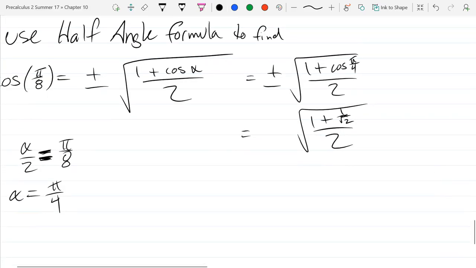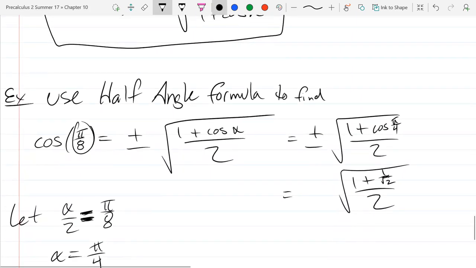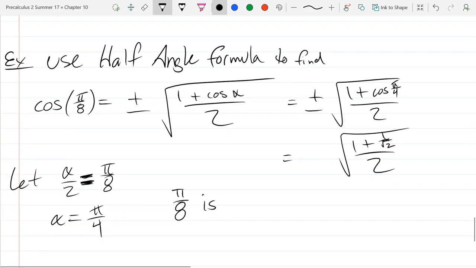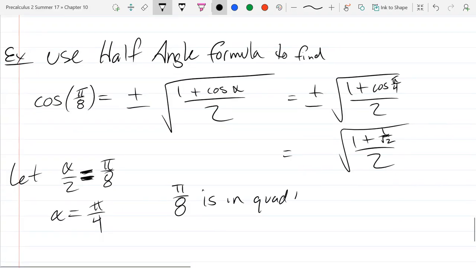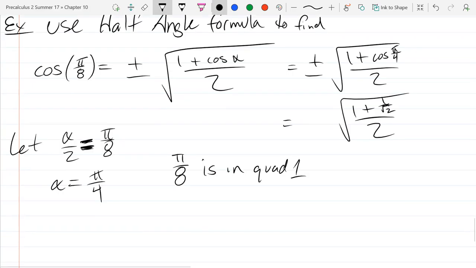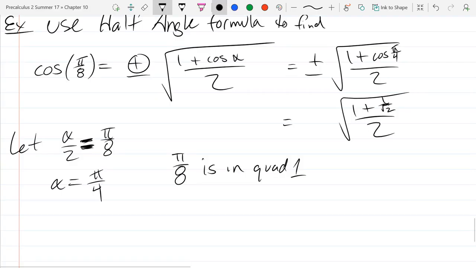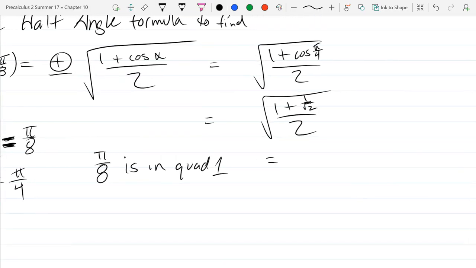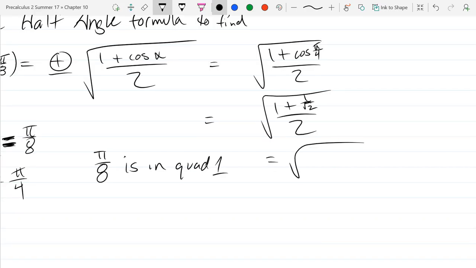And now we do need to decide plus or minus. All right, pi over 8, well, that's actually a pretty easy angle. That's a really small positive angle, way less than pi over 2. So pi over 8 is in quadrant 4. Wow. And by 4, I mean 1. So everything is positive in quadrant 1. So we're going to go with plus. All right. There's really not much more you can do here. If you really want to get common denominator, add everything together, multiply by the reciprocal, I'll really quickly do all that at one time.